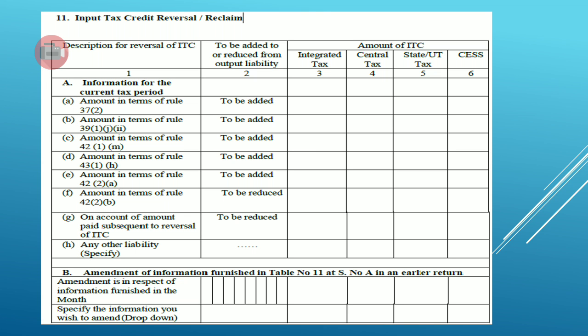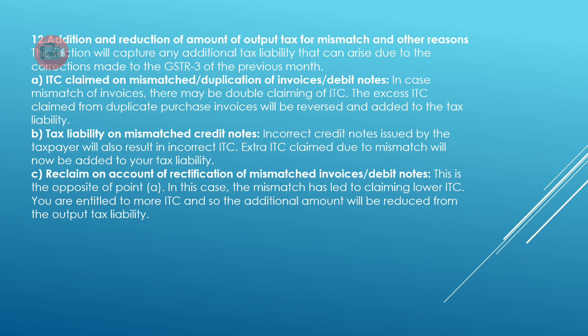You can see this format. The A part is information of the current tax period, and the B part is amendment of information furnished in table number 11 in an earlier return. Amendment in respect of information furnished in the month, and specify the information we wish to amend. We have to select from the drop-down menu. Addition and reduction of amount of output tax for mismatch and other reasons.